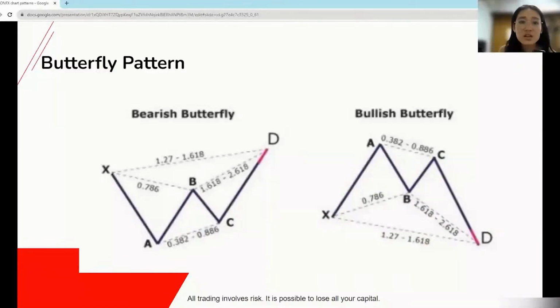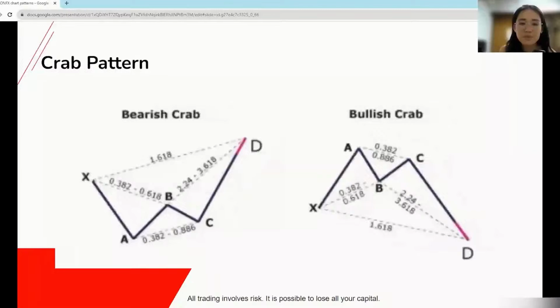Okay, so point C retraces anywhere between 38.2 to 88.6, as you can see here, of the corrective leg AB. Okay, bullish would just be the opposite of that. Crab patterns. So the crab pattern was discussed and released in 2001. So this is an extreme pattern, and the corrective wave AB should end between 38.2 and 61.8 retracement of the impulse leg of XA.